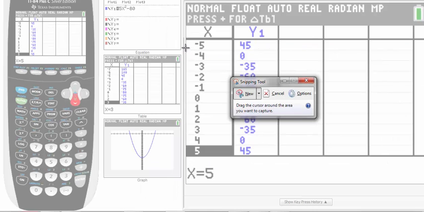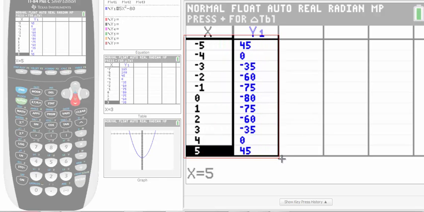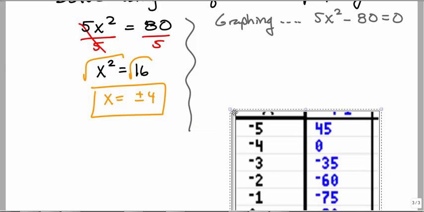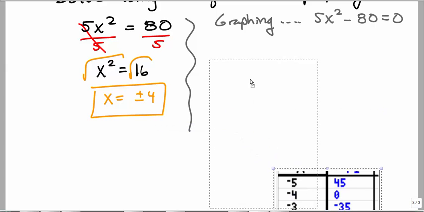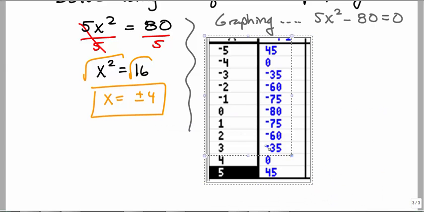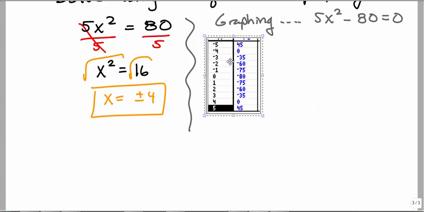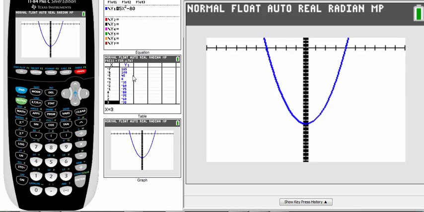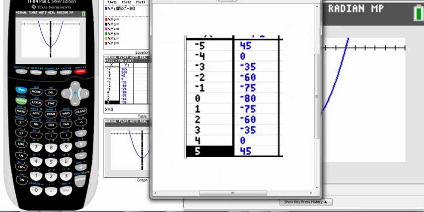So let's go ahead and pop those into our notes as well, so we can see our solutions from here, and then we'll also look at them from a graph. So these are all the ordered pairs that basically are used to graph this quadratic equation, and there's a couple that cross the x-axis, and those ones that cross the x-axis are called our solutions. I'll hit graph again so I can copy this one.